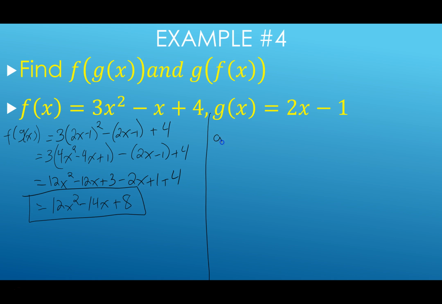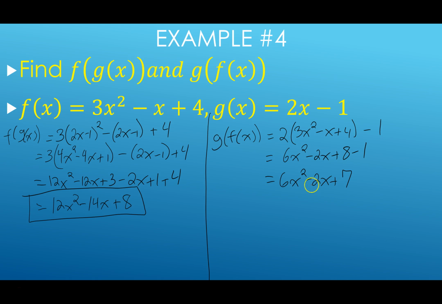G of f, same idea. So we're going to replace the x in the g function now with the f function. So it'll be 2 times 3x squared minus x plus 4 minus 1. So this will give us 6x squared minus 2x plus 8 minus 1, which will give us just simply 6x squared minus 2x plus 7. And there's g of f. That's what we're looking for with our composition functions.